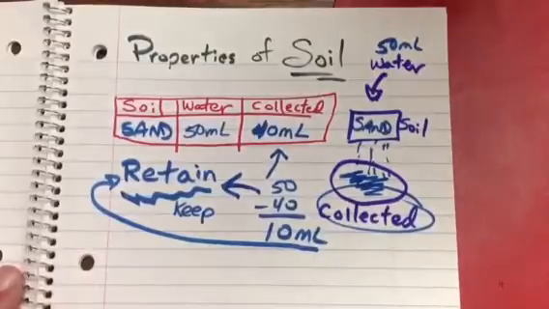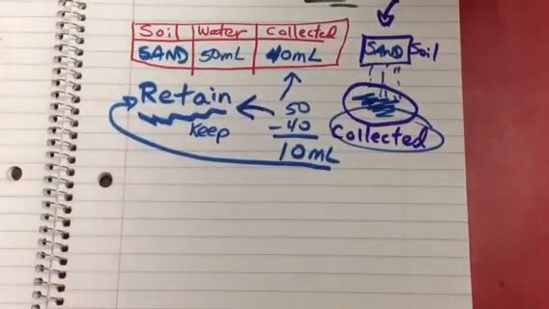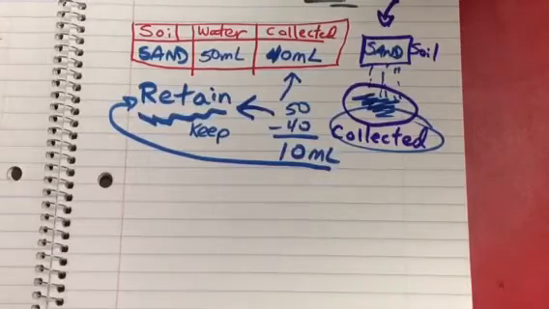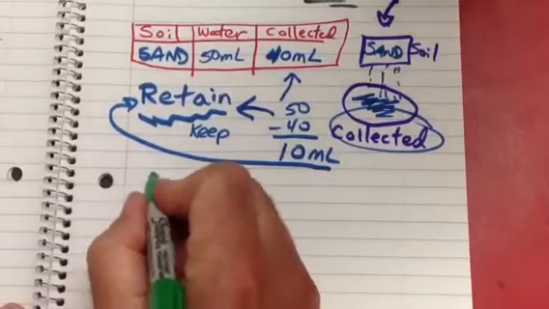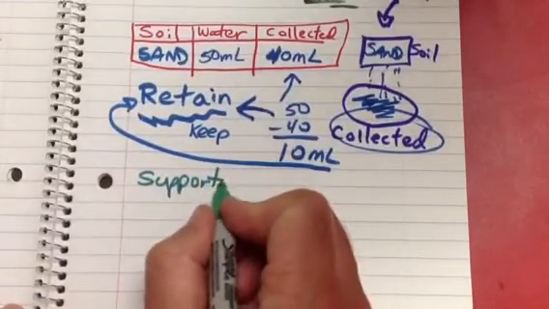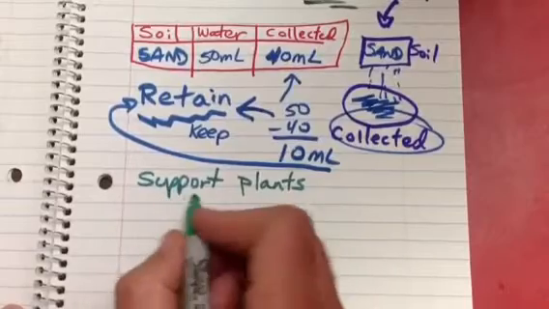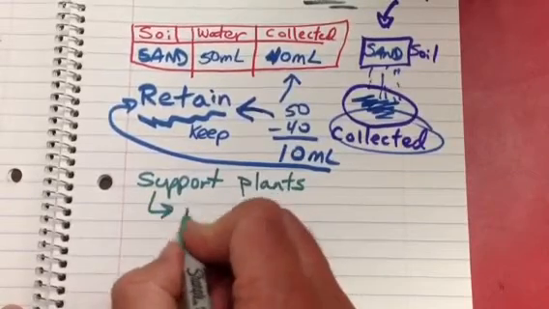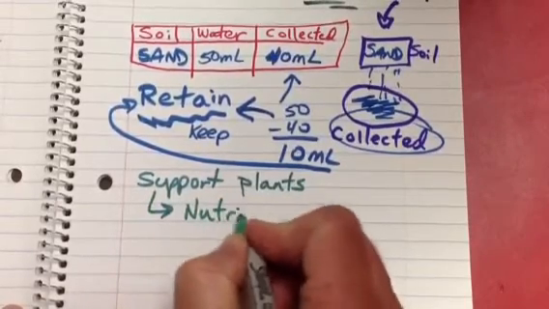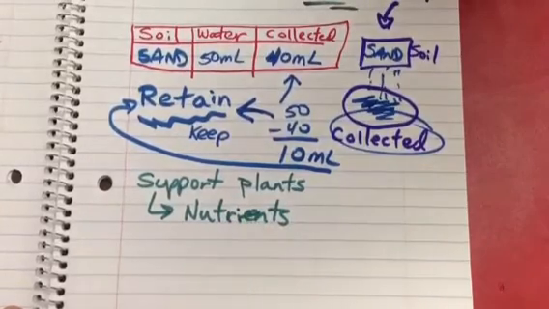So read carefully. For the properties of soil, we also looked at some other things about the soil. It needs to support plant growth. Certain plants like different kinds of soil. Most of the soil that supports plants tends to have nutrients in it: vitamins, minerals, something in it that really helps the plants grow.